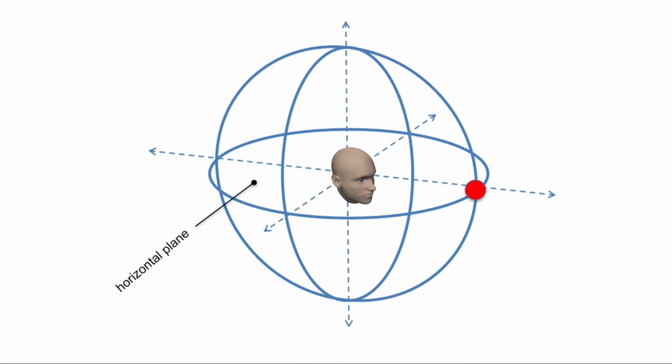Consider a sound source in the front. In the front, the ITD and ILD are the same. Also, the spectral effect of all the diffractions and reflections is the same for a person that has left-right symmetry.